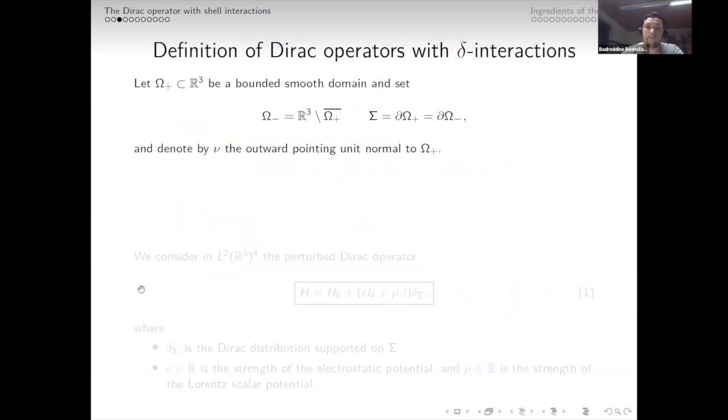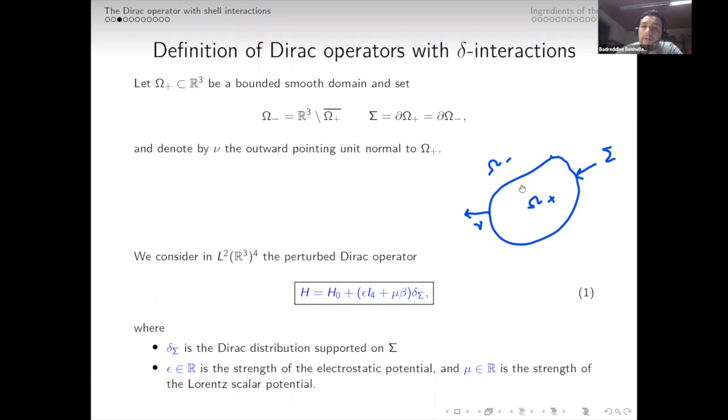So let's move to the perturbed operator that we are interested in. In this talk, omega will be a bounded and smooth domain in R3, and we set omega minus to be the complement and sigma the common boundary. And I'm denoting by nu the normal vector field on sigma. So here we have the picture.